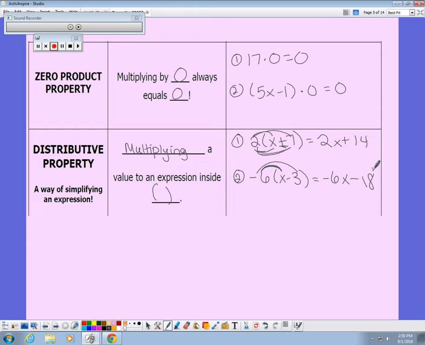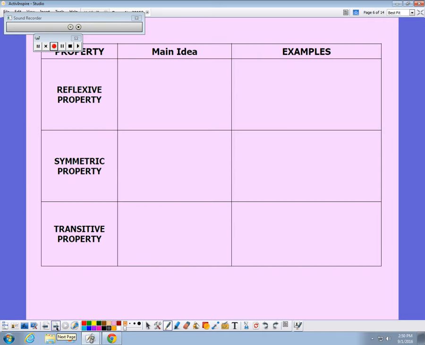None of these properties that we've talked about so far are new to you. You should have done them before. If you didn't, here's a good review for you. So now let's talk about some of the newer properties. What have you probably not heard about? And the first one is the reflexive property. And this one says a value will always equal itself.